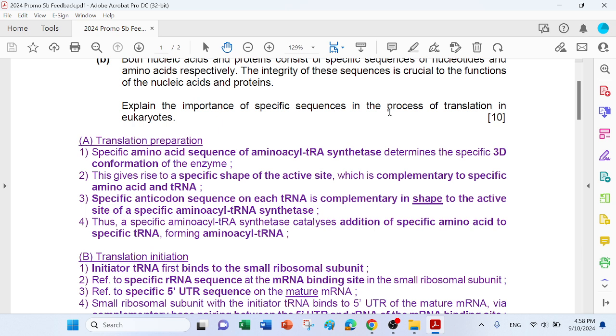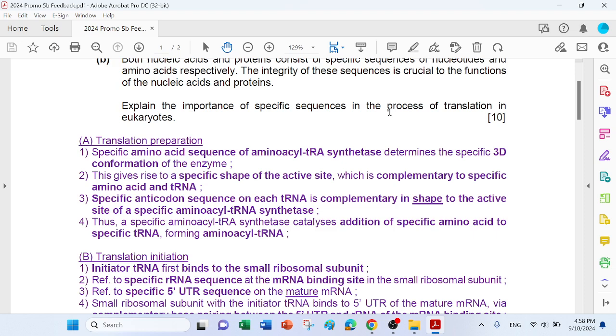Translation only, right? So there's no need to mention transcription, there's no need to mention post-transcriptional modification. This answer went on and on describing other processes that are not included in the question. You also went on and on talking about how a protein is folded after translation. That's after translation, right? Not the process of translation.